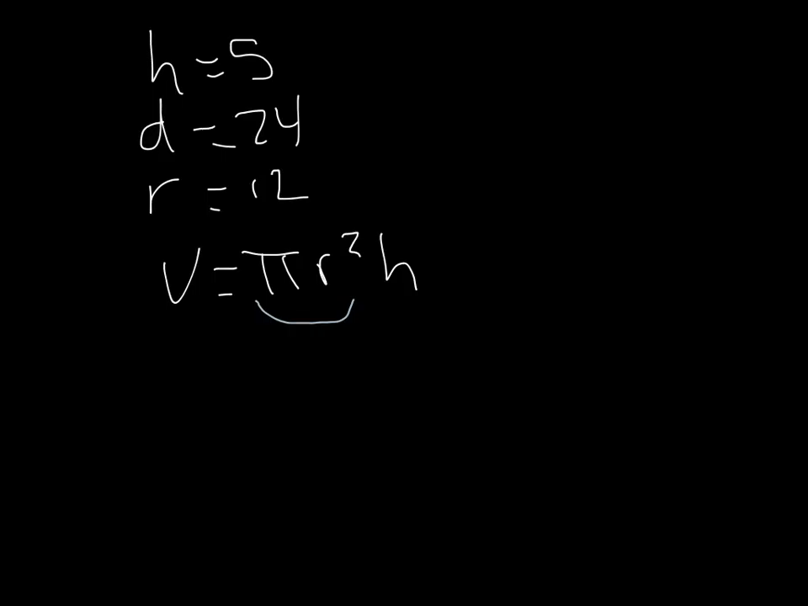Pi r squared is the area of the base, and once I know the area of the base, I multiply it by the height, and then that'll give me my volume. So I know all of these things. I just sub them in now. What's pi? 3.14. What's my radius? 12 squared. What's my height? 5.